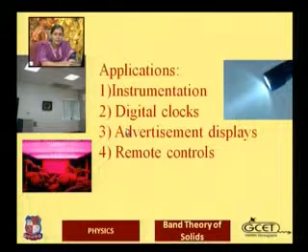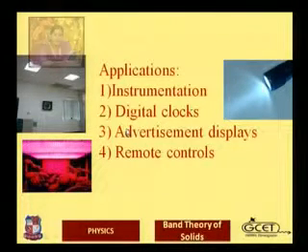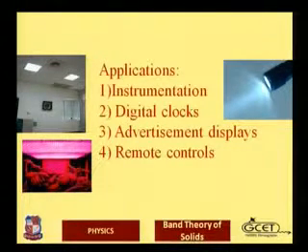So it is very important to provide a particular value of the energy band gap, and a particular value of the power supply to the LED. Now what are the applications? The applications are in instrumentation, digital clocks, advertisement displays. One can see here the battery which is LED operated. There are LED operated lightings, and we have the most important application in remote controls.